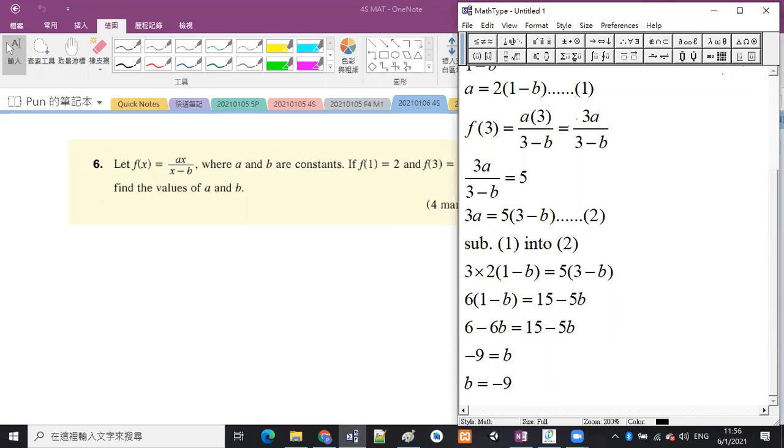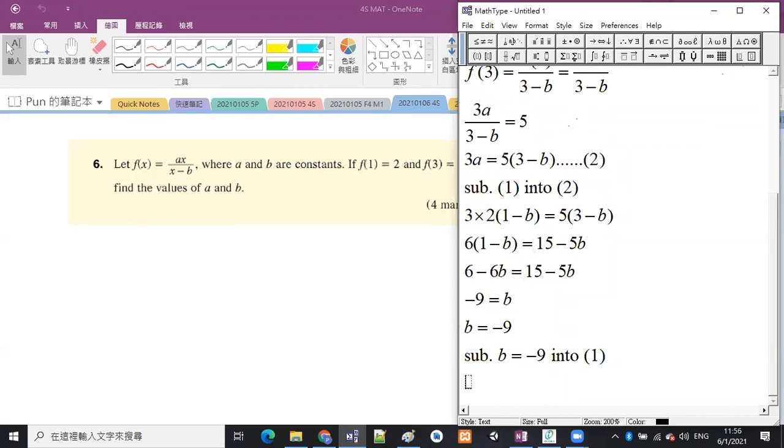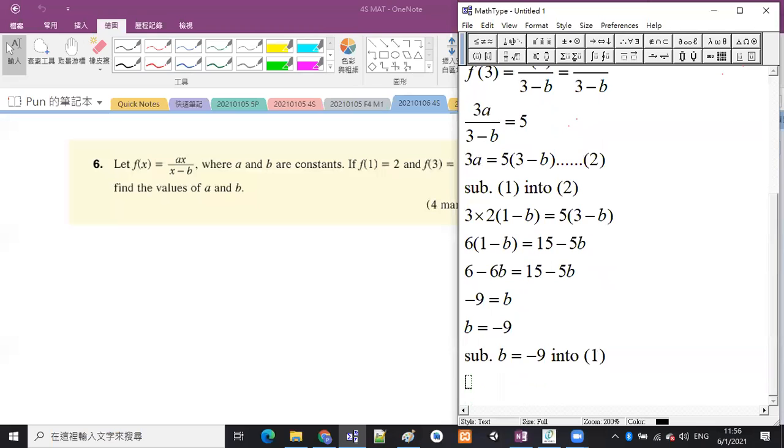Okay. And then we just substitute the value of b into equation 1. Okay. What is equation 1? Equation 1 is a equals 2 times 1 minus b. So that should be equal to 20. So that is the answer.